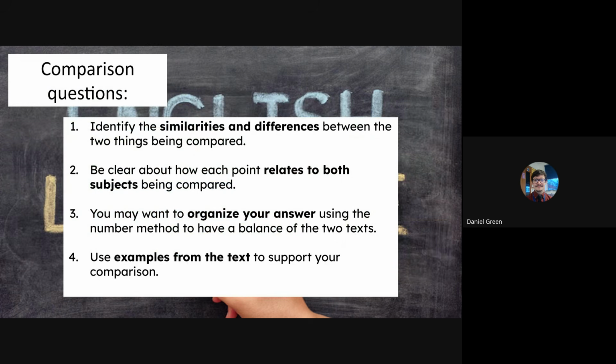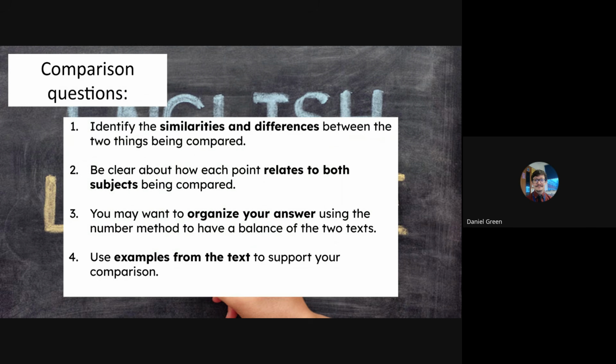Comparison questions. You're identifying the similarities and differences between two things being compared. We have had synthesis with 3 texts. I believe once we had a comparison with 3 texts. So just be aware of that. Instead of making 5 whole points where you compare the 2 texts, so technically I suppose you're making 10 points in total, if it's a 3 text answer, you would do 3 big points covering each of the texts in each of those 3 points. So technically you're making 9 points at that point. Be clear about how each point relates to both subjects being compared.